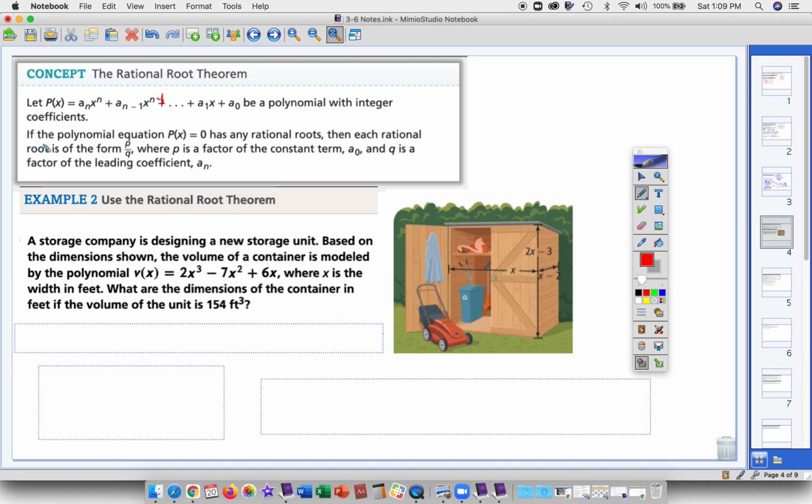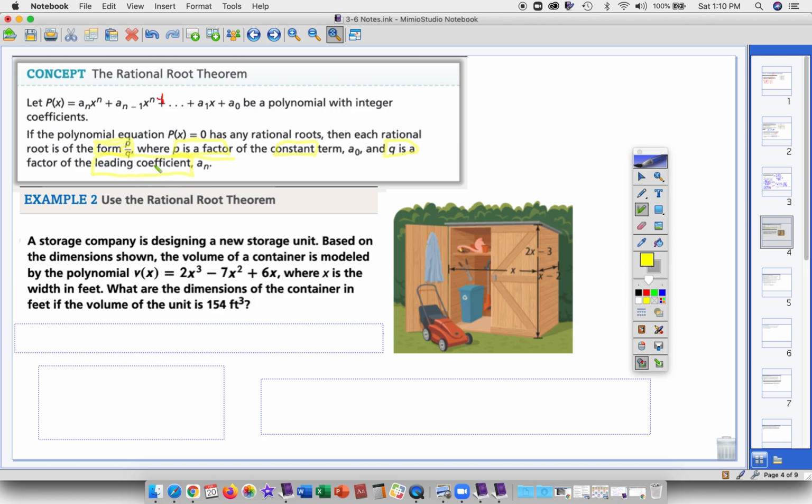So what we're focusing on is, again, the constant and the leading coefficient and the factors of those numbers. So if the polynomial p of x equal to 0 has any rational roots, then each rational root has this form. I'm going to highlight this. It's the form p over q, where p is a factor of the constant, and q is a factor of the leading coefficient.